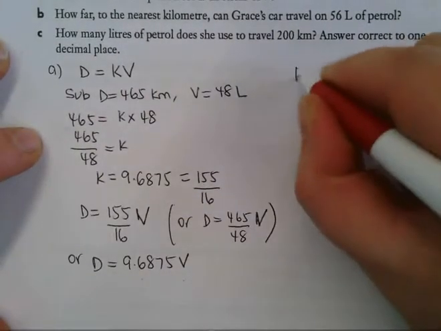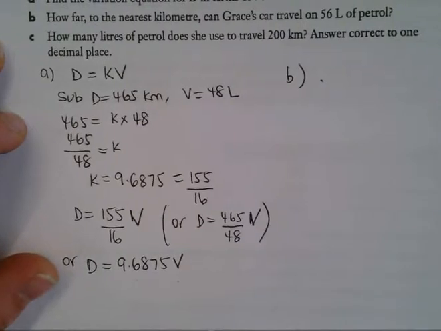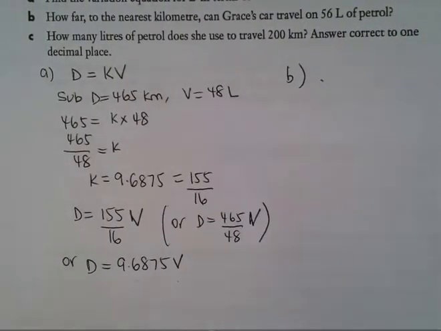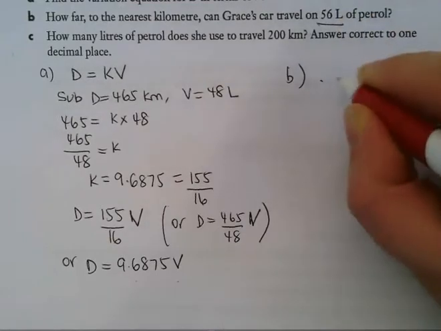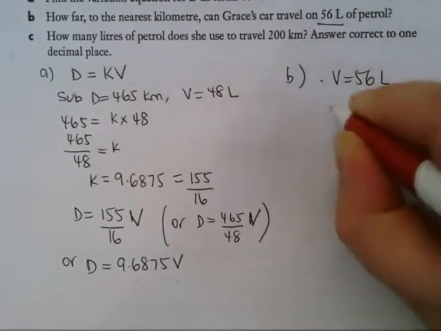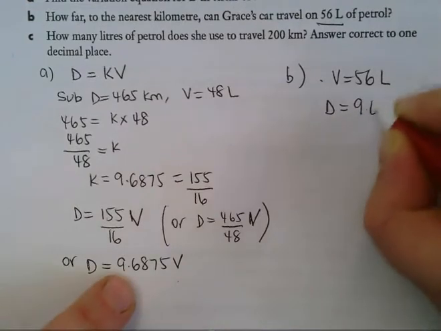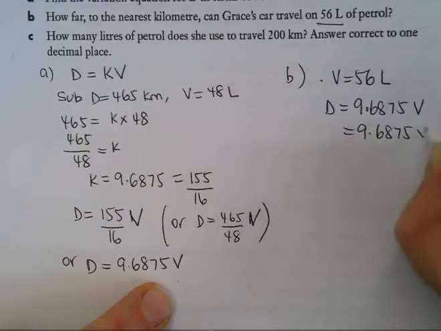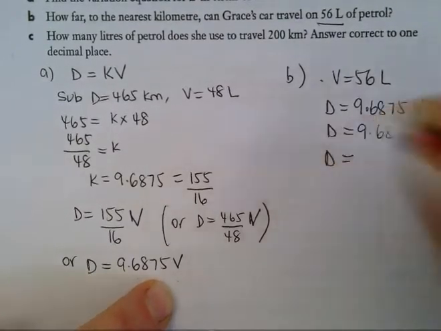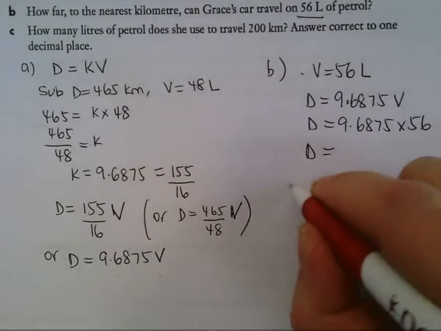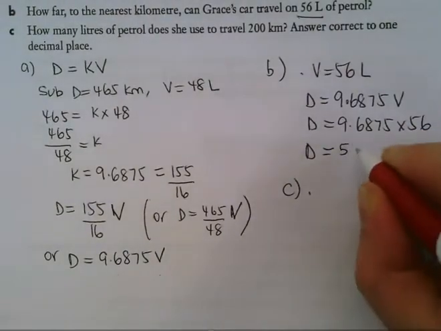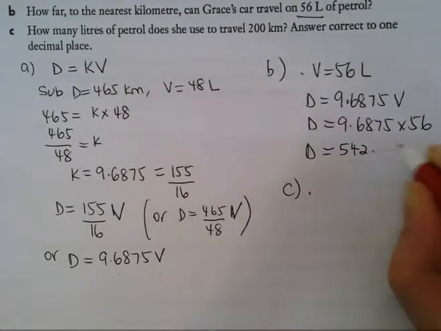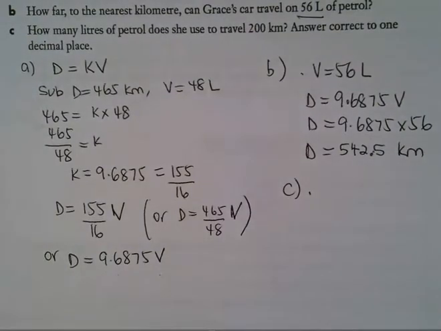Okay, that's question A. Question B, it says, how far to the nearest kilometre can Grace's car travel on 56 litres of petrol? 56 litres is volume, so the volume is 56 litres. You're just working out the distance. It's 9.6875 v, which is 9.6875 times 56. Anyone got an answer? 542. 542 point, exactly, 5 kilometres. Make sure your units are correct. So we've already done this sort of thing in linear variation, all right?